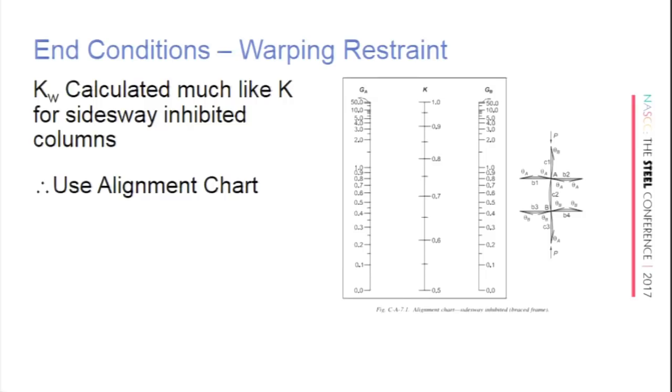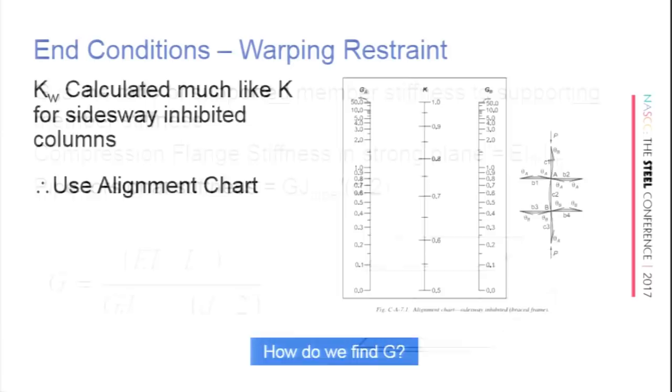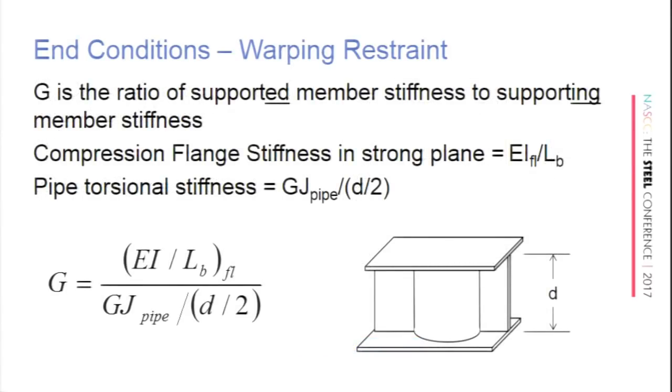But we've got to calculate some G values to try to figure out that K sub W. How do we get the G values? Well, we remember what G is in its basic form. It's the ratio of the supported member stiffness to the supporting member stiffness. Well, what's our supported member? Well, we're trying to support that compression flange. What's our supporting member? Well, it's that torsional stiffness of that pipe over half the pipe height, because our point of zero twist here between the flanges is close to D over 2. So we'll use that value as our supporting stiffness.